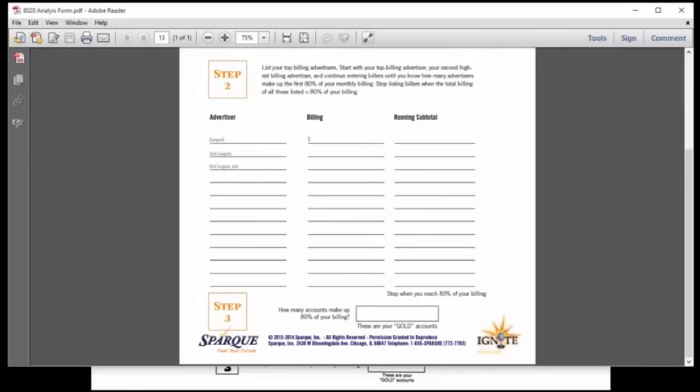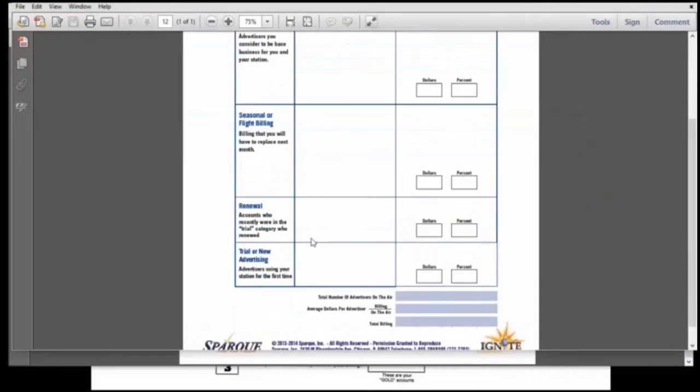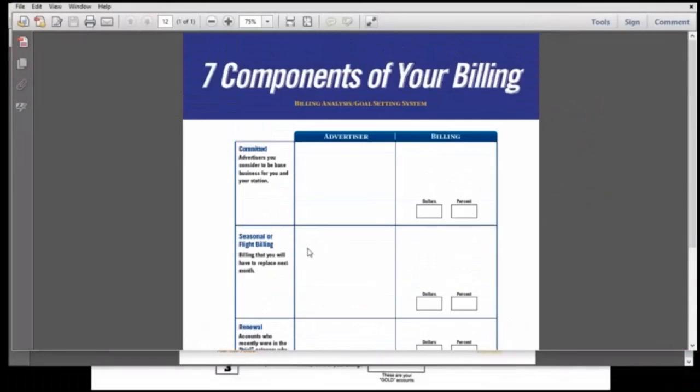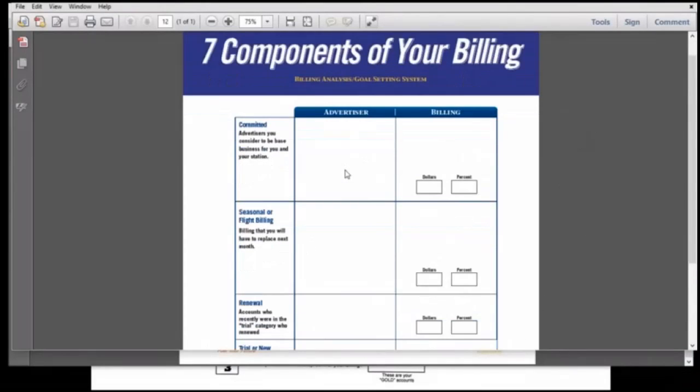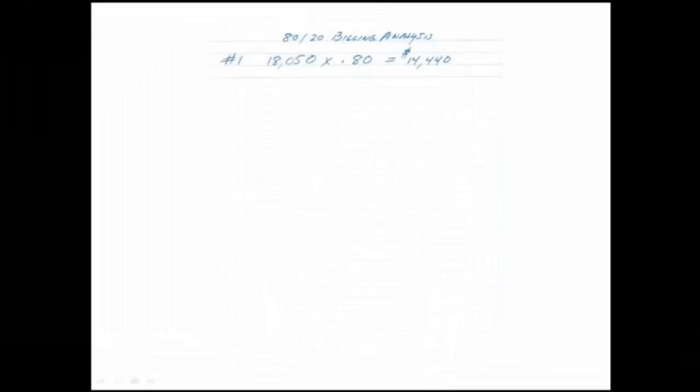And then the other form that you have is the 7 components of your billing form. If you just joined us, you can get these forms and the slide deck in the handout section of your GoToWebinar control panel. So it's not about forms, okay? This is not about forms. This is about data. I thought about that this morning as I was preparing for this session, and I decided I would just demonstrate this on a legal pad.